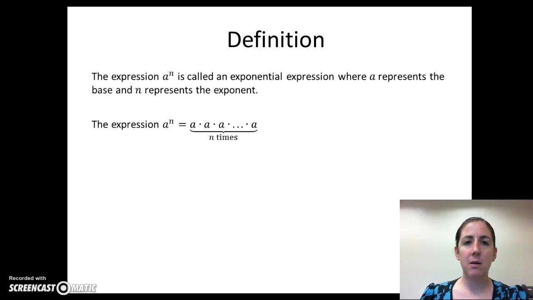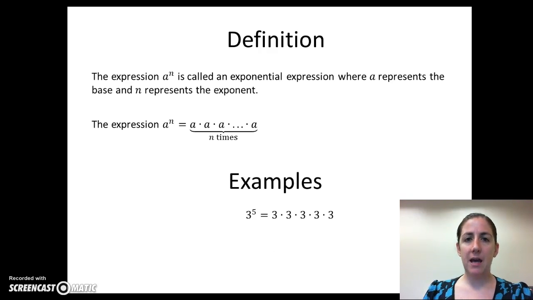So a raised to the n power means you're going to take a and multiply it to itself n times. For example, 3 to the 5th would be 3 times 3 times 3 times 3 times 3. 3 multiplied to itself 5 times, which would give us 243.